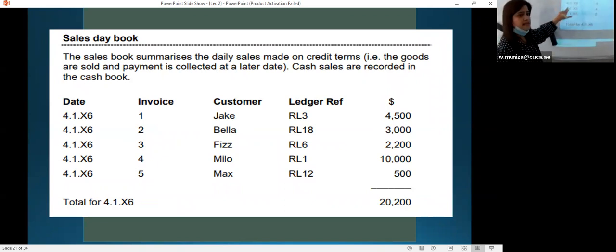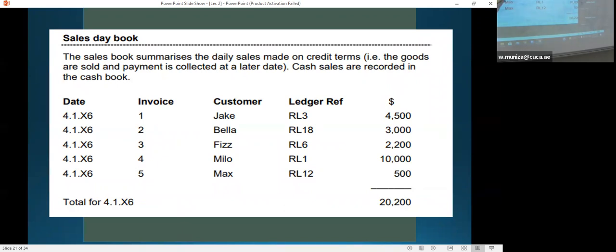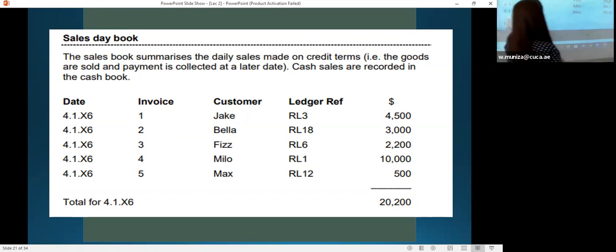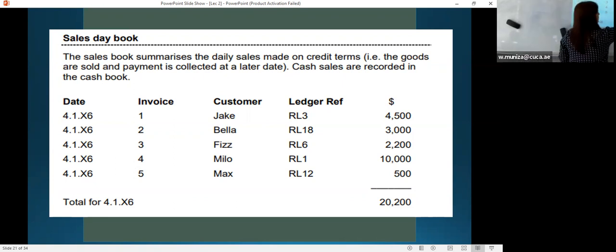All the credit sales are recorded in this book. On 4th January 2006, to our customer Jake, we have sold the products for 4,500. On the same date, we have sold the goods to our customer Bella for 3,000. For all the credit sales in the same day, we are just writing the names of the customers and recording the transactions.